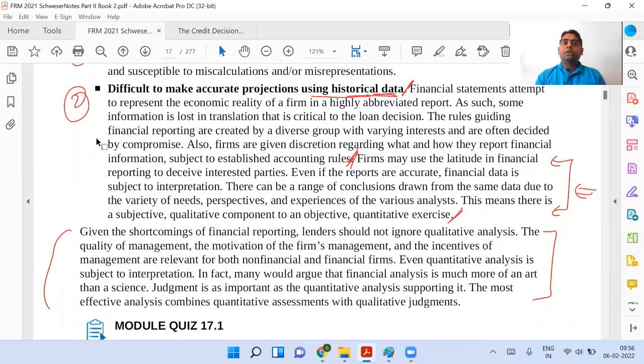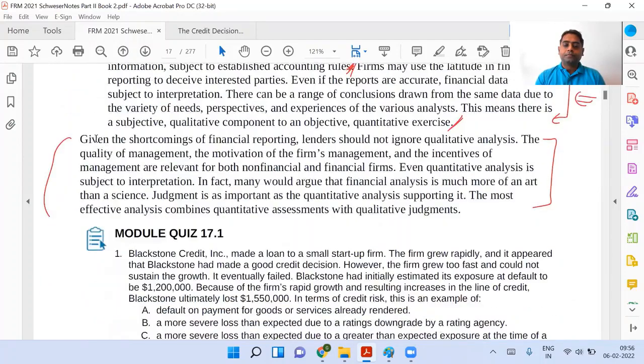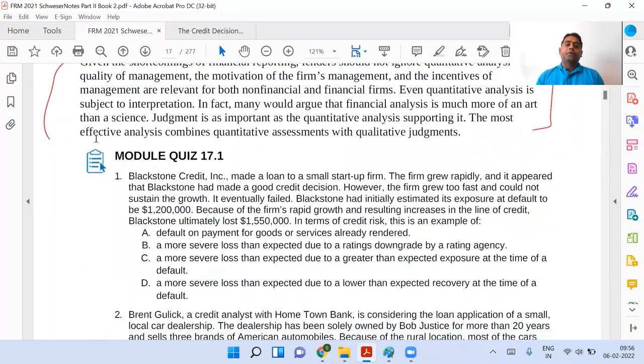Let us go towards the question. Now, Blackstone Credit Inc. made a loan to a small startup firm. The firm rapidly grew. It appears that Blackstone has made a good credit decision. However, the firm grew too fast and could not sustain the growth. It eventually failed, and Blackstone had initially estimated exposure at default as this. Because of the firm's rapid growth, the line of credit ultimately lost a bigger amount. So basically, your exposure has increased. Okay, your exposure has increased.